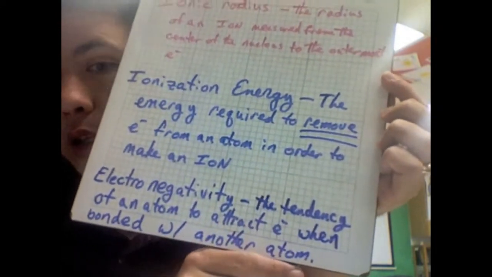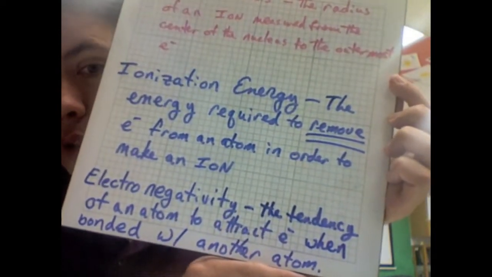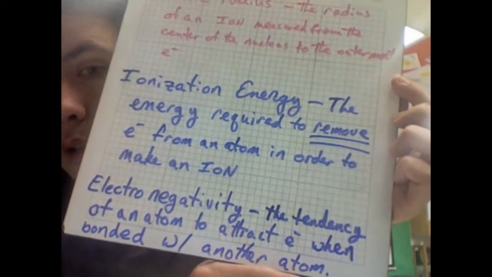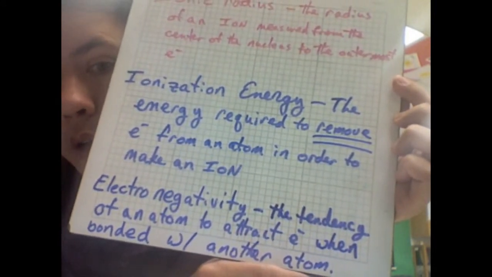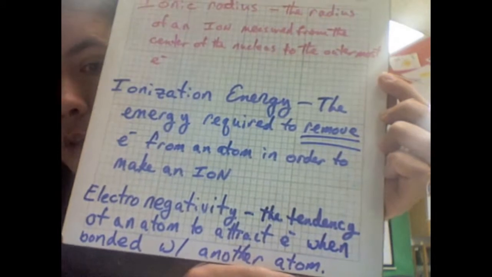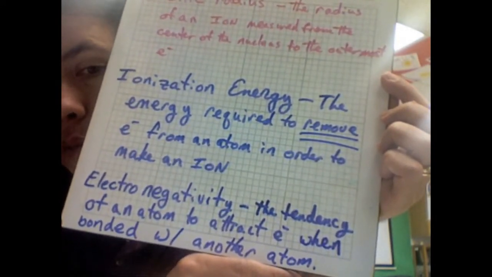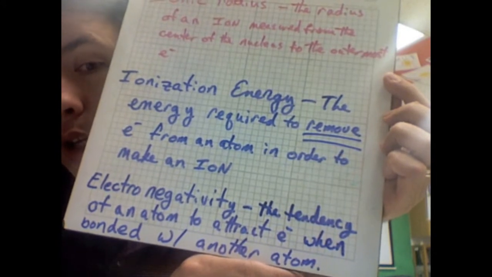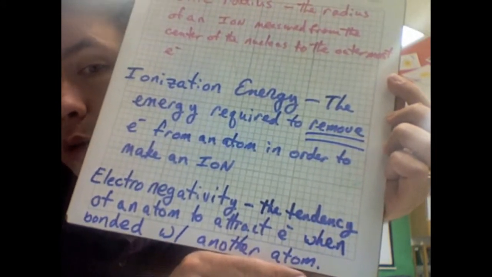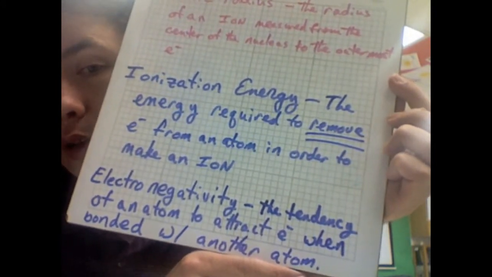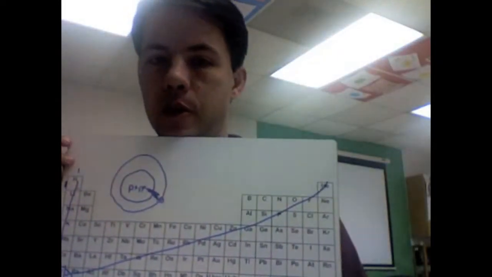And then lastly, electronegativity is the tendency of an atom to attract an electron when bonded with another atom. So we're going to see when we bond some of these atoms together, one atom is going to want that electron more than another one, and we're going to see what that causes. First, let's look at the atomic radius.